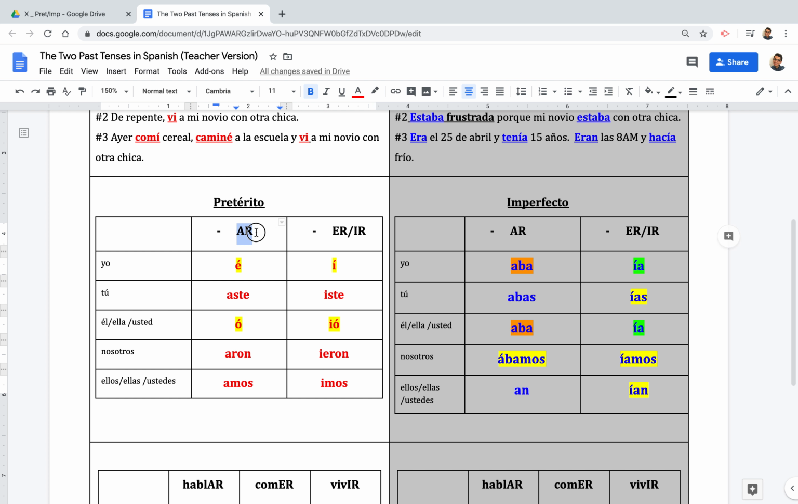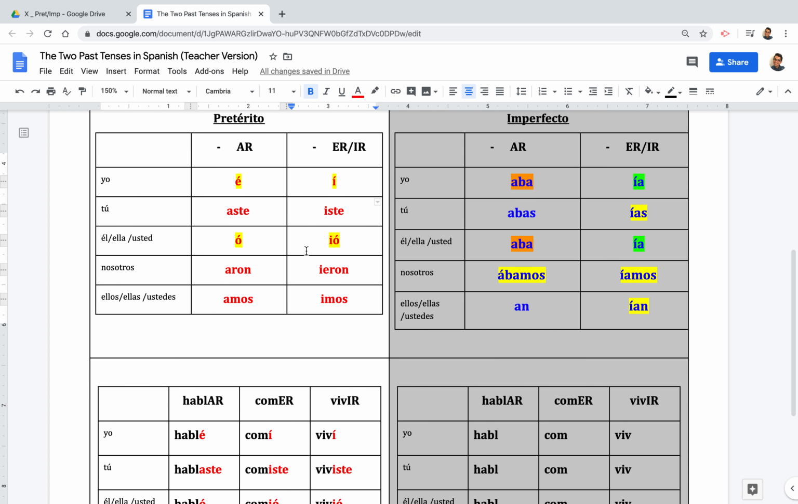We cannot say yo hablar ayer because that means I to speak yesterday. It doesn't make sense in Spanish and it doesn't make sense in English. So we have to change that verb, that ending, and make sure it matches the person we are talking about. Same thing with ER verbs. We cannot say yo comer pizza ayer because that means I to eat pizza yesterday. It doesn't make sense in English and it does not make sense in Spanish. So we have to change those endings to match the person who is doing the action and to also talk about the past tense, or the pretérito.